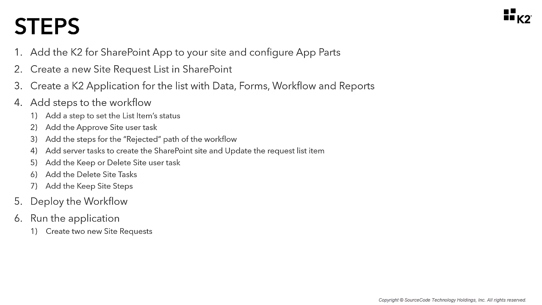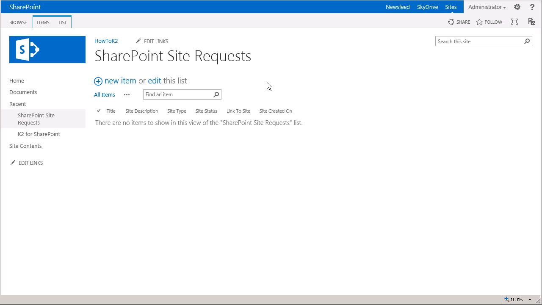In step 6.1, we're going to create 2 new site requests. K2 will create a workflow for each list item. So also keep in mind, if you selected a different user to approve the site requests in step 4.2 and you're in your own office environment, you may want to let this person know to expect these tasks soon. If you selected yourself as the site request approver in step 4.2, you can perform all the test steps yourself. If you're not already in your list, open up the SharePoint Site Requests list. And then near the top of the page, click New Item.